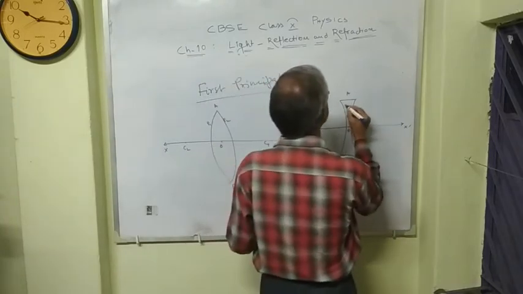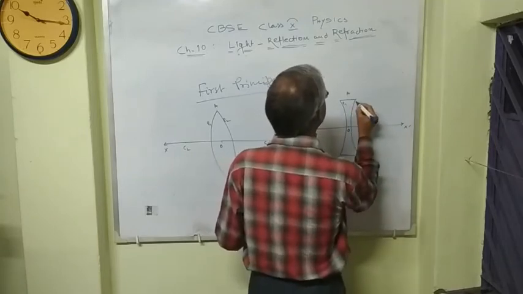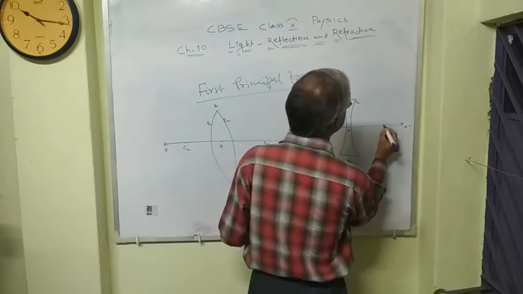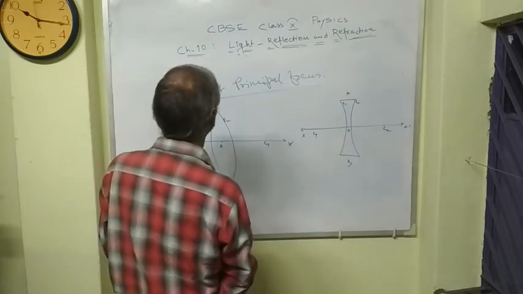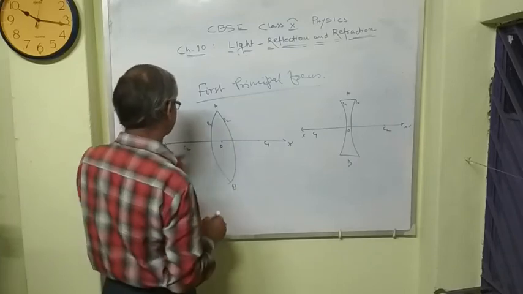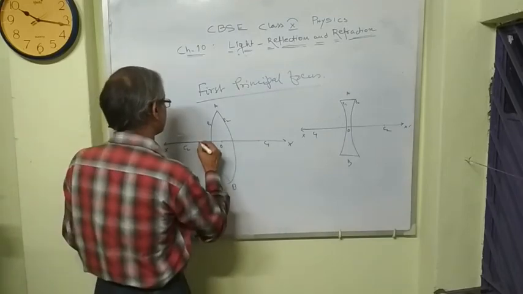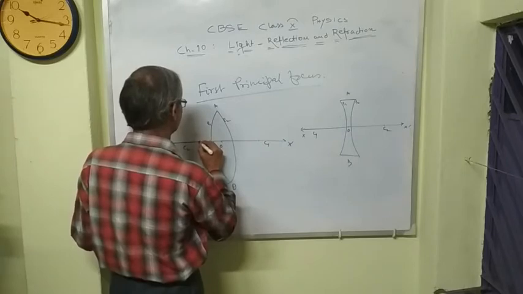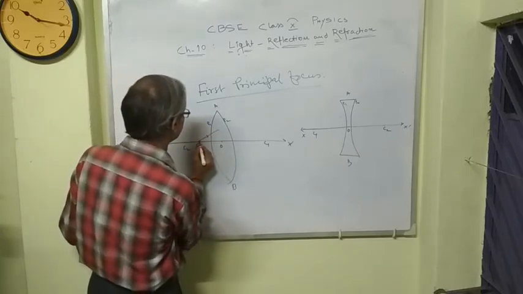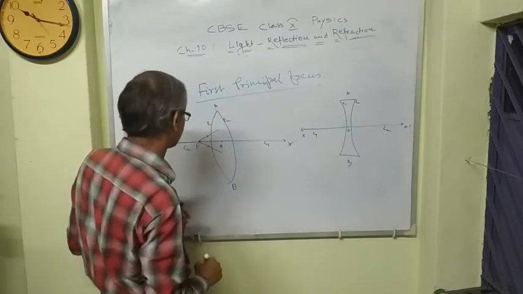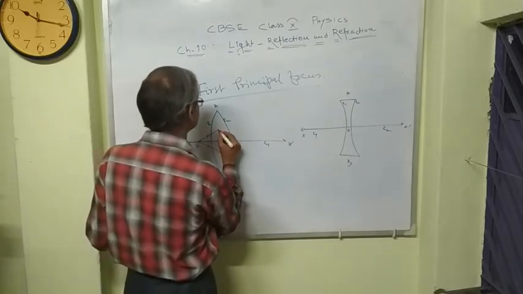In this case, this surface is taken as P1, hence its center of curvature will be C1, and this surface is P2, hence its center of curvature will be C2. If a light ray from a fixed point on the principal axis, let this point be named A, from this point we draw some rays, then after refraction they become parallel to each other.